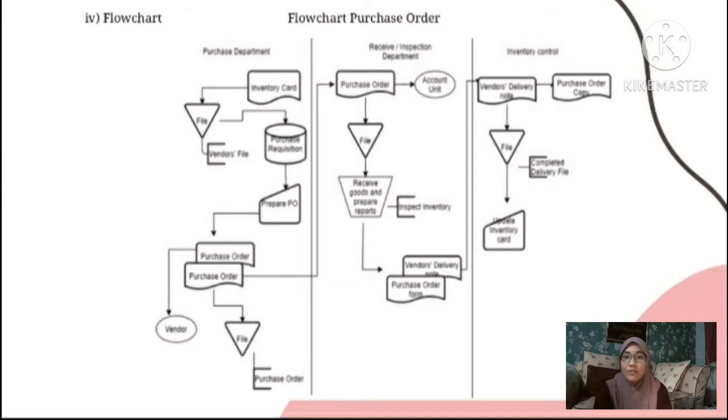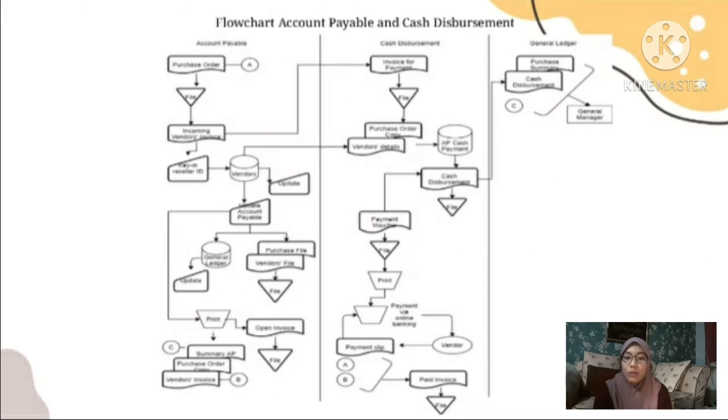And lastly, enrollment are the flowchart of purchase order and the flowchart of cash disbursement. Flowchart of purchase order shows the division of department, which are purchase department, receive or inspect department, and inventory control. Flowchart of account payables and cash disbursement shows the division of department, which start from account payables department, cash disbursement, and lastly general ledger.